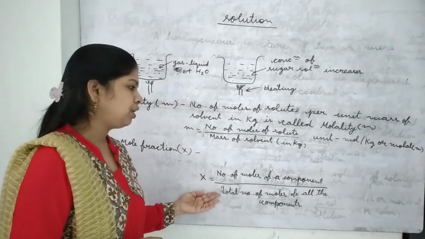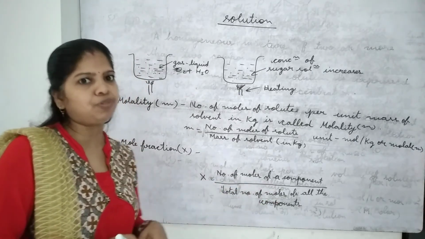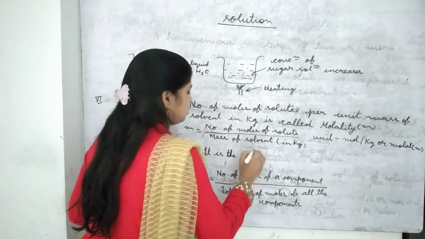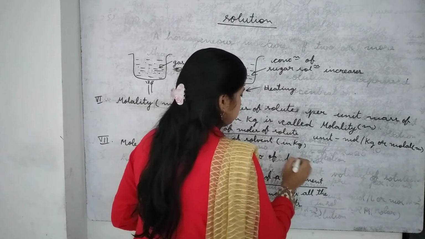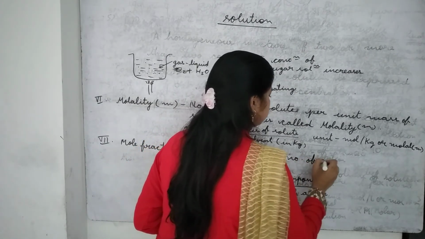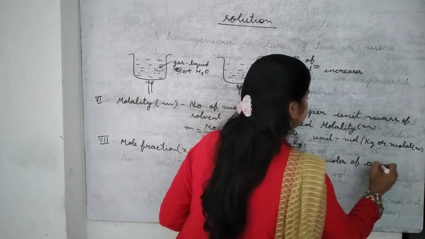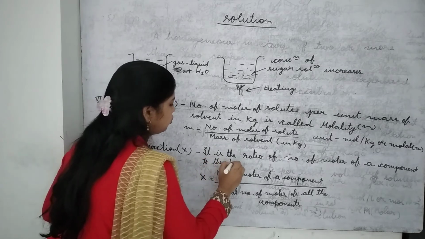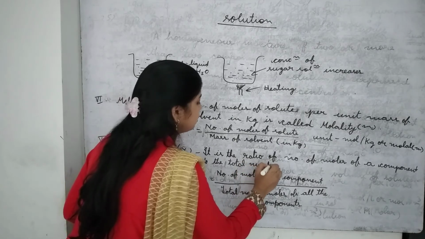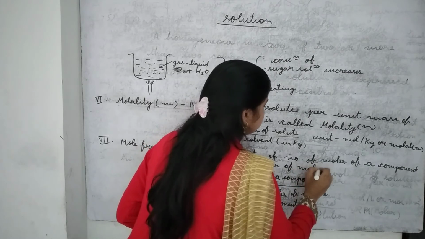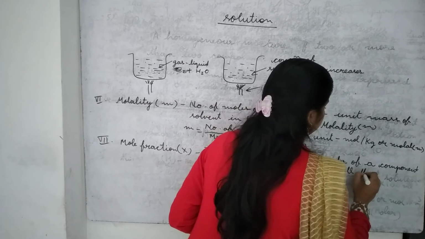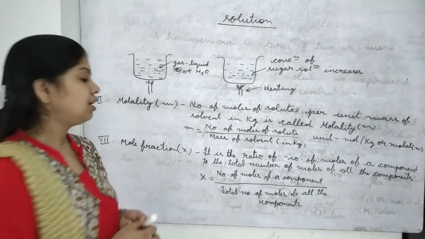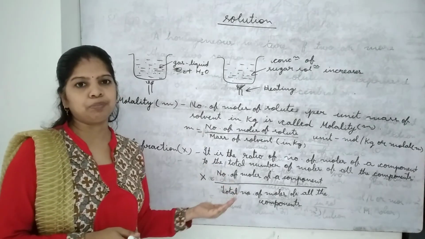That means it is the ratio of number of moles of a component to the total number of moles of all the components, and it is very interesting to know that the summation of mole fraction of all the components is unity.